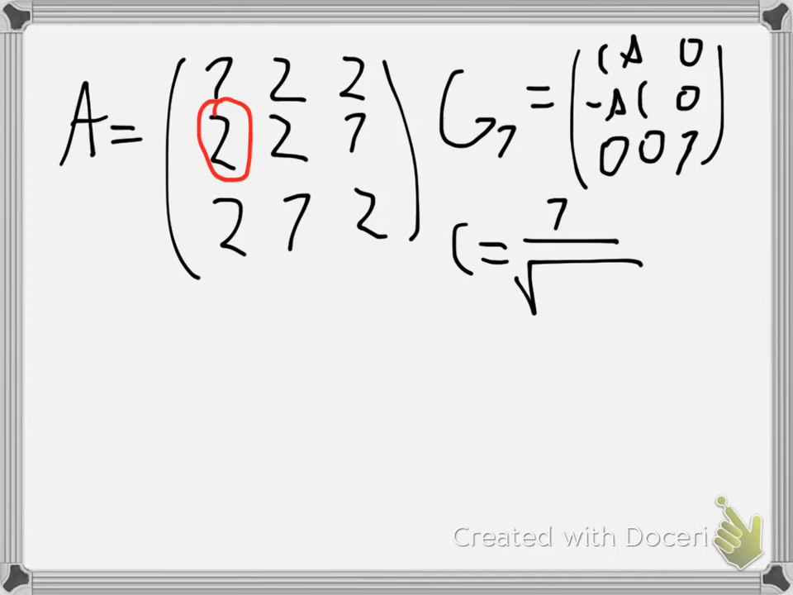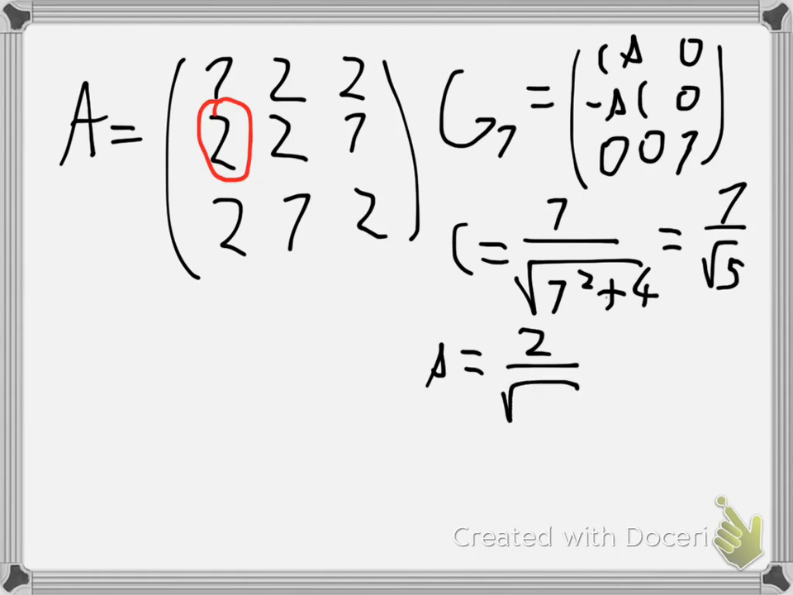so we have 1 squared plus the element we want to eliminate squared, so 4. So we will get 1 over square root of 5. And our sine will be the element we want to eliminate, so 2, over the square root of that element squared, so 4, plus the top element squared, so 1. So we will also get 2 over square root of 5.